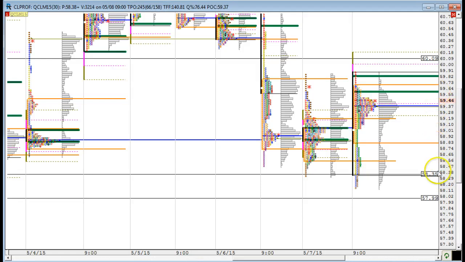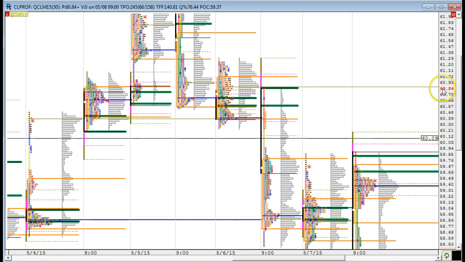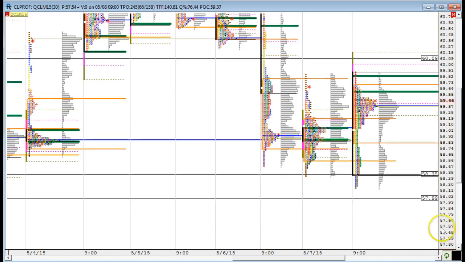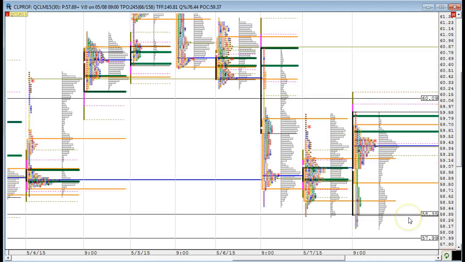So right now, as it is, we are in a bracketed market. For a break on the upside, we need to clear 60, and for a break to the downside, we need to clear 58. And above 60, I'm looking for 61. Below 58, I'm looking for 55.